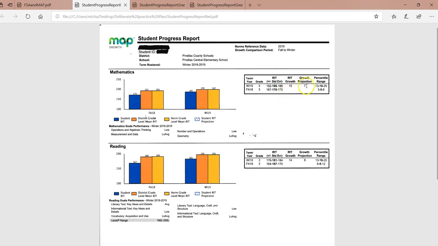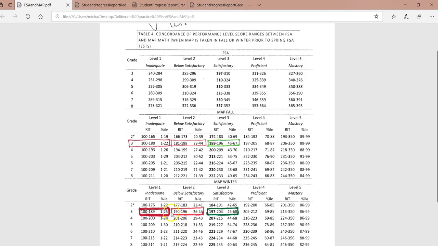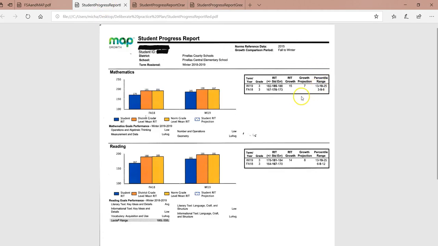They had a growth projection of 7, but their actual RIT growth was 15. Even though that still places this student at a level 1, this lets us know that the student is still making tremendous growth based on what they are learning in the classroom. It also shows the percentile range. This student went from the 5th percentile to the 19th percentile.